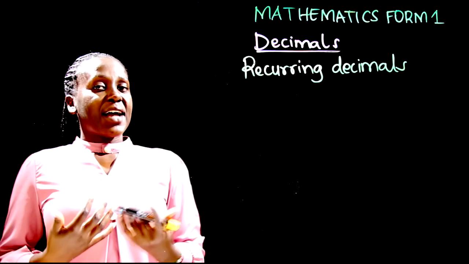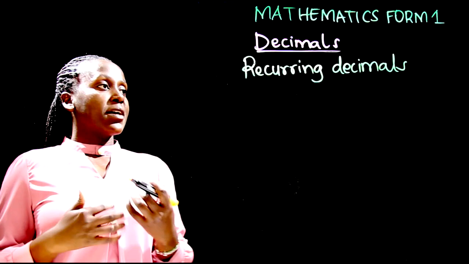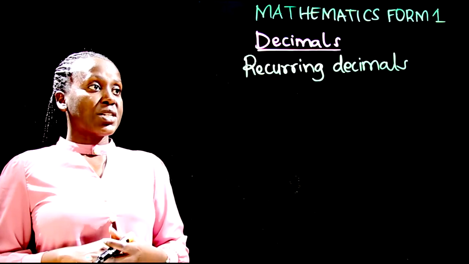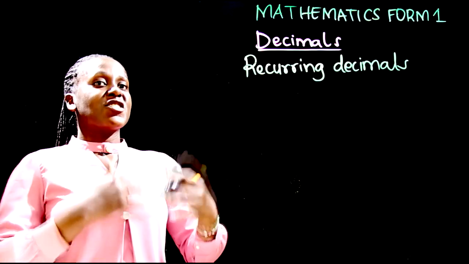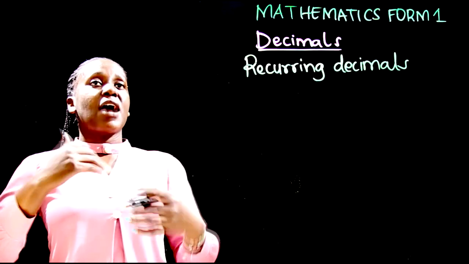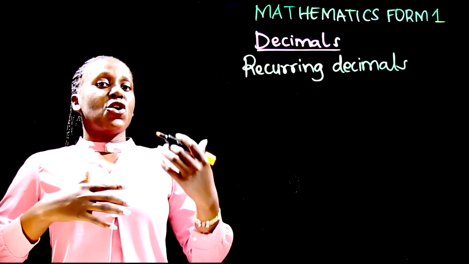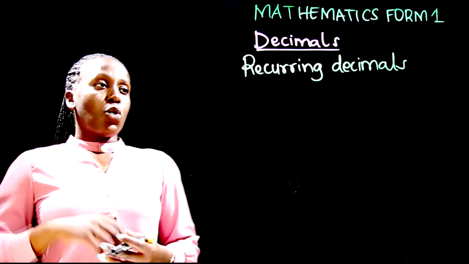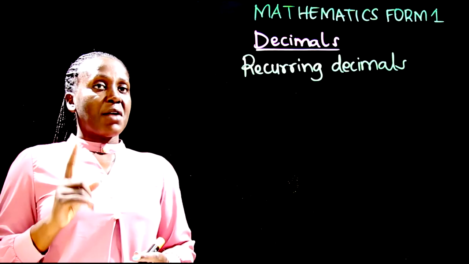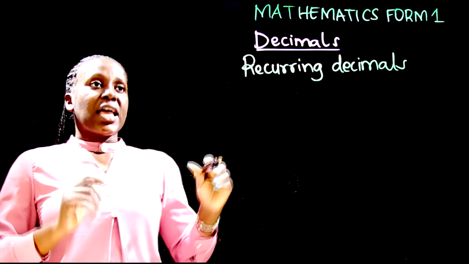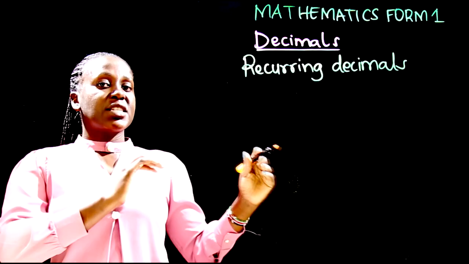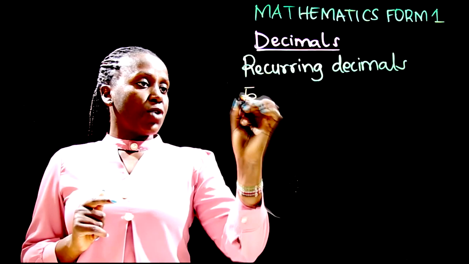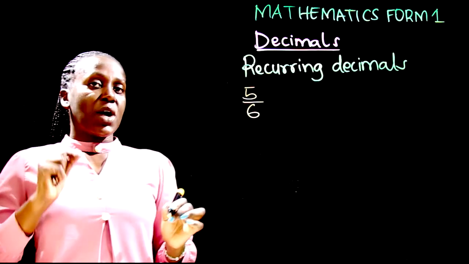Alright, now what are recurring decimals? A recurring decimal is a special type of decimal, and the special thing about it is that it does not end, but we have some numbers, either one number or 2 numbers, that repeat themselves endlessly. We're going to convert one fraction into a decimal and then see how the decimal comes out. We're going to convert 5 over 6 into a decimal.